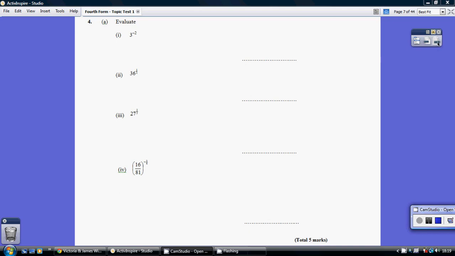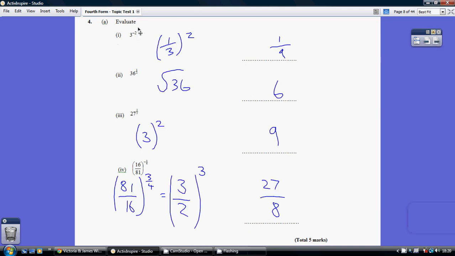Question 4. So remember, with the minuses, where the minuses are involved, you flip it over first. So 3 over 1 becomes 1 over 3, still to be squared. 1 times 1 is 1, 3 times 3 is 9, so 1 over 9.